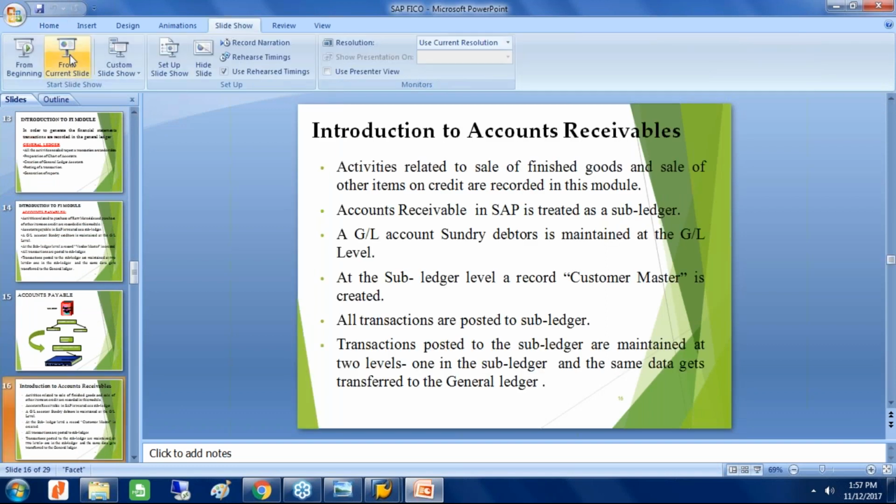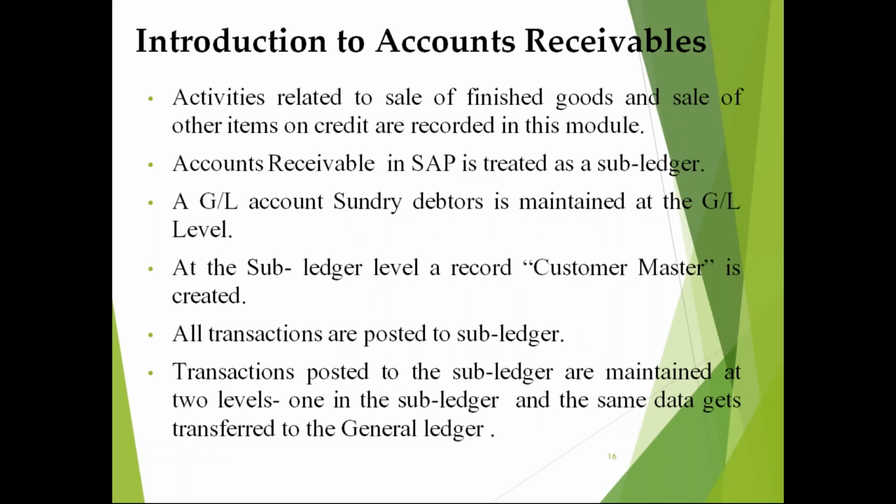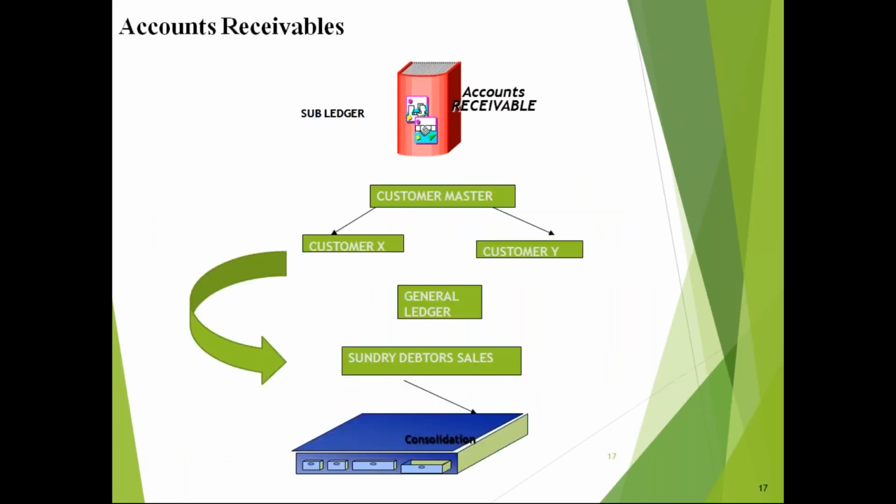The logic we have seen in case of payables, the same kind of logic is applicable in receivables also. The only difference here is we'll be talking about credit sales. Earlier in case of payables, we spoke about credit purchases. Here we'll be talking about credit sales. Activities related to sale of finished goods and sale of other items on credit are recorded in this module. Accounts receivable in SAP is treated as a subledger. Again, we call it a subledger. Now the logic remains the same here also.